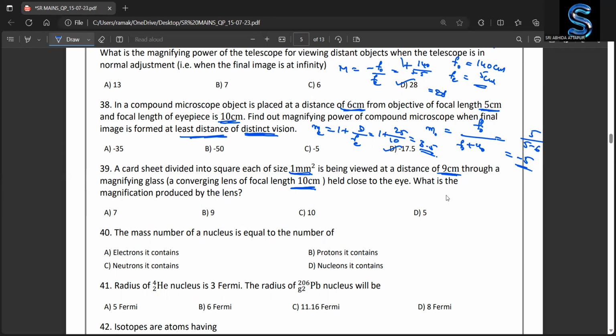So magnifying power is represented as P equals f by f plus u. Based on that, we can represent it as 10 by 10 minus 9, since the object distance is represented with a minus sign. So we get it. So the option is C.